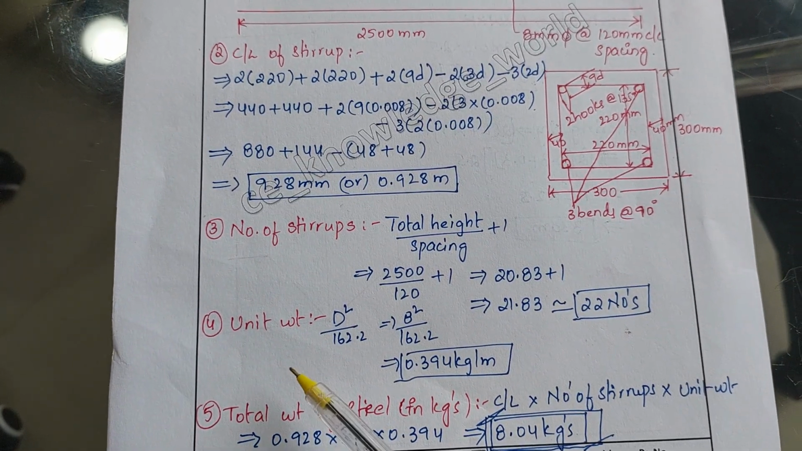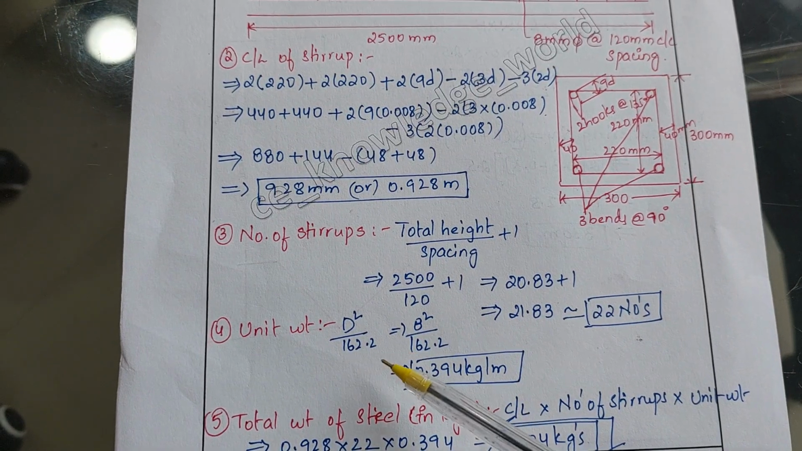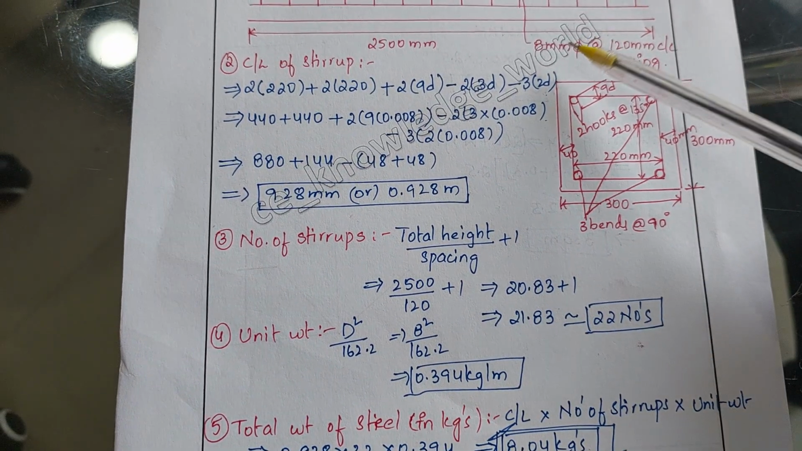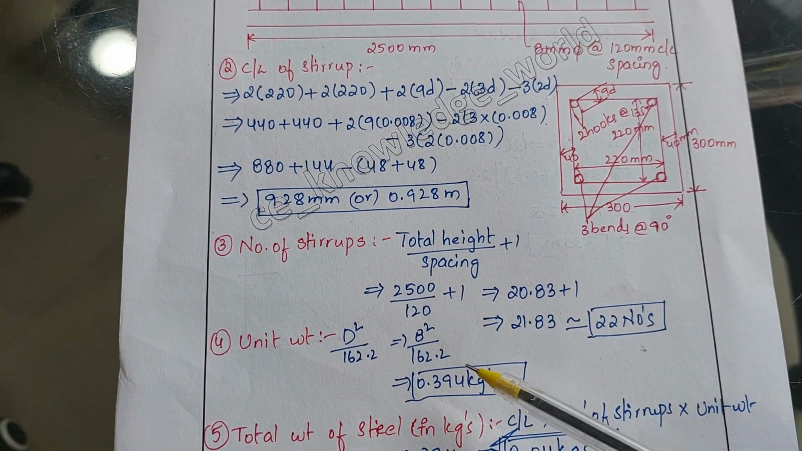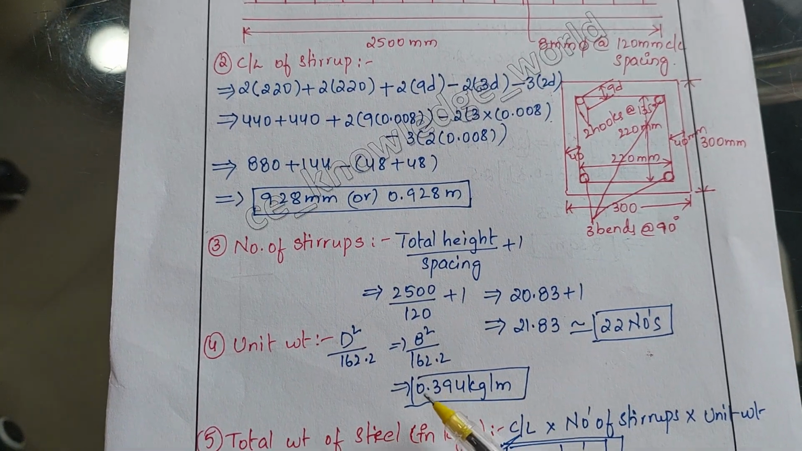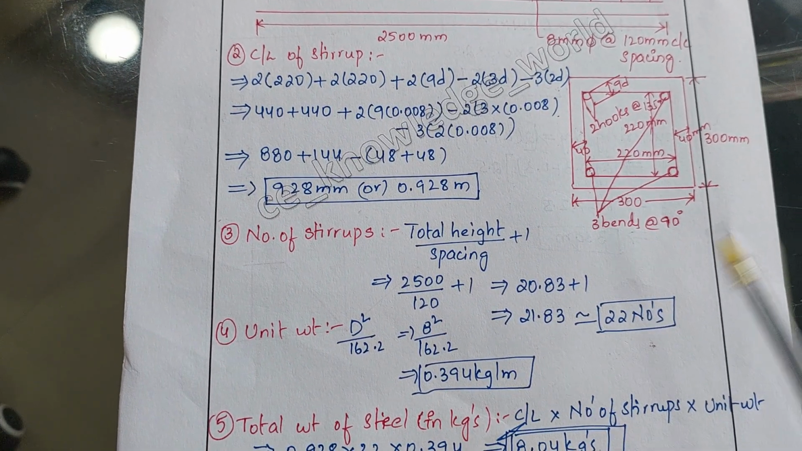So now we will calculate the unit weight. D square by 162.2 is the formula. Here we are taking 8 mm dia, so 8 square by 162.2 we have to do. So we will get 0.394 kg per meter.